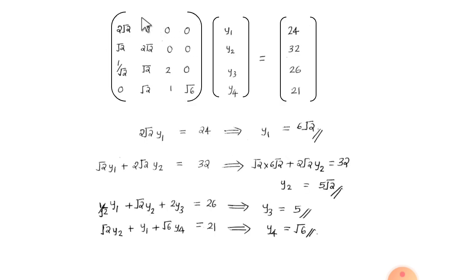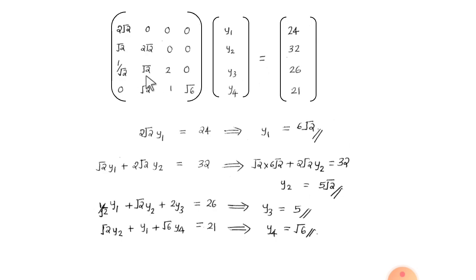Sorry, here I made an error. This is the L matrix. This is not the product of L into L transpose matrix. This is only the L matrix. So L into Y equal to B. So you have to solve for that.